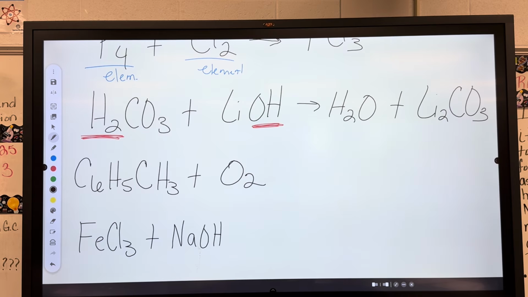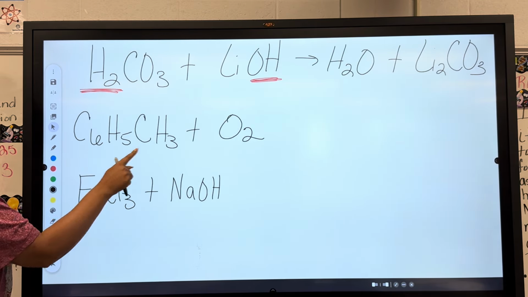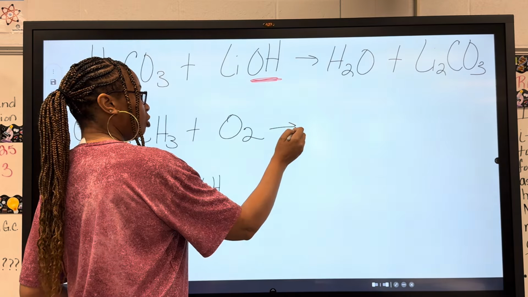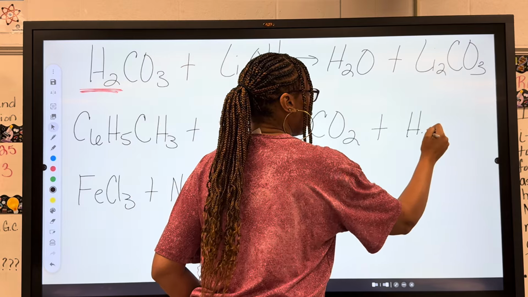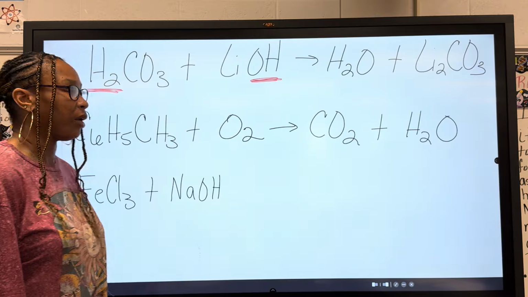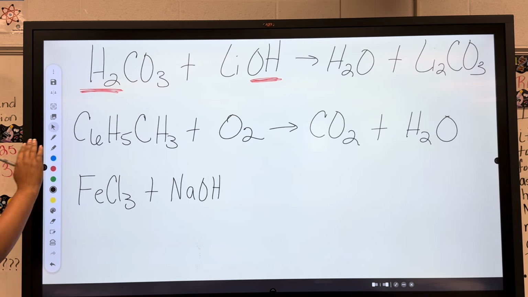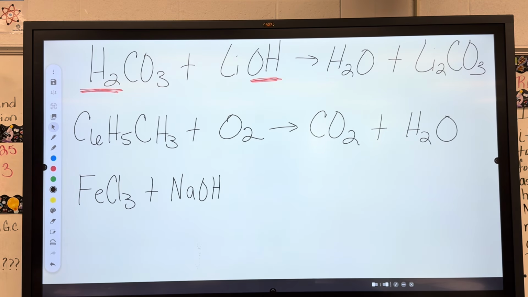All right, now the next one we should recognize as a combustion. Notice how I have an organic compound and I have oxygen. Whenever you have a combustion, your products are automatically going to be carbon dioxide and water. If you're balancing, you balance the carbons first, the hydrogen second, and the oxygens last. But when you have a combustion reaction, which is an organic compound, this is a hydrocarbon, plus oxygen, your products are carbon dioxide and water. No harm, no foul, no guesswork involved.